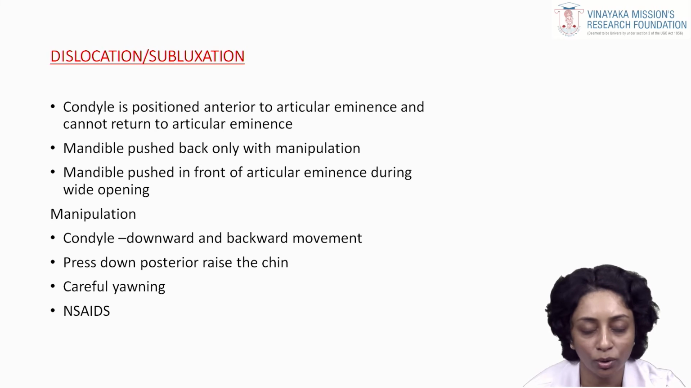To manipulate and push the condyle back to its position, the condyle has to be moved downward and backward in the posterior region of the mandible and then pushed back into the socket. That is one way dislocation of the mandible can be corrected. Also, advise the patient not to open the mouth too wide while yawning. These are the factors which can help the patient recover from dislocation, along with prescribing NSAIDs.